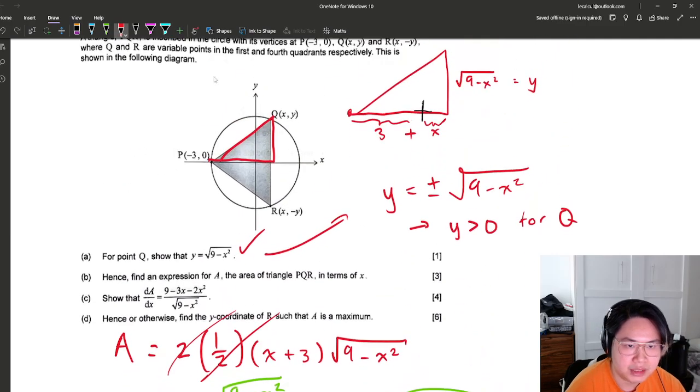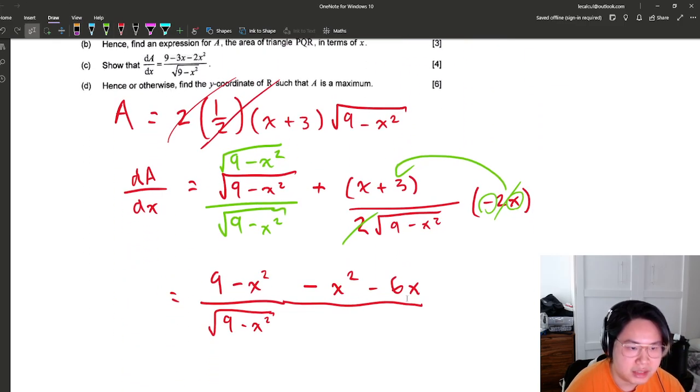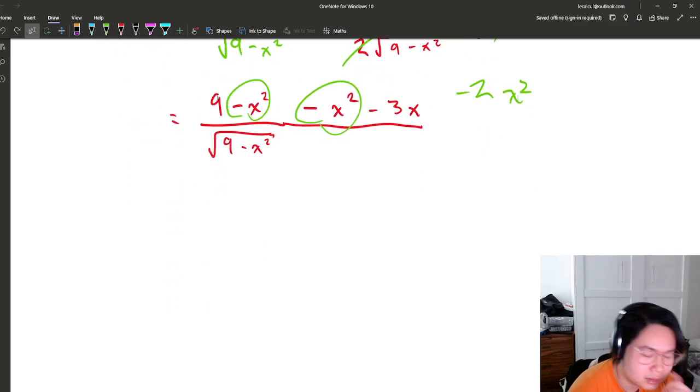And then am I done? Oh wait, no. Whoops, I don't have a 2 anymore. So this is just 3. And then, yeah, I'm done, I think. Yeah, and then these two obviously are the minus 2x squared that I need to show here. Okay, nice. And so otherwise, find the coordinate so that whatever is the maximum.